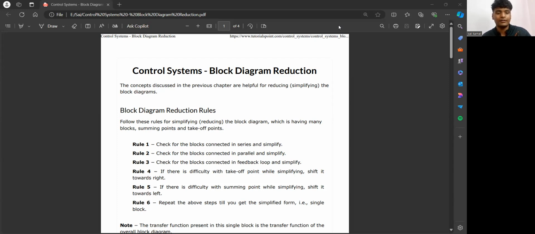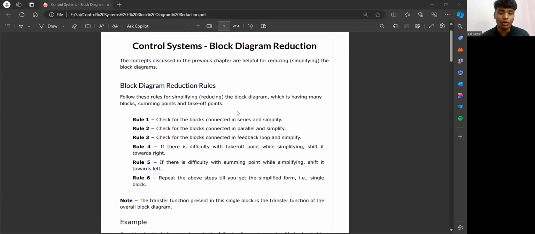So we have discussed some basics about the control system. Let's dive into the block diagram reduction. In block diagram reduction, we have certain rules. We know rules are meant to be broken, but not in the case of this. So let's discuss the rules.